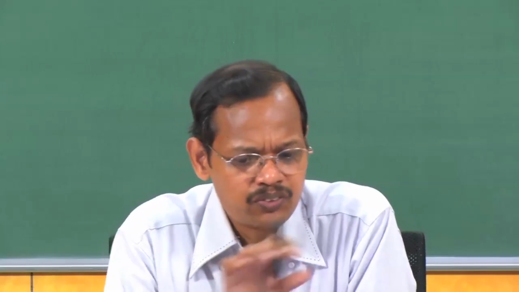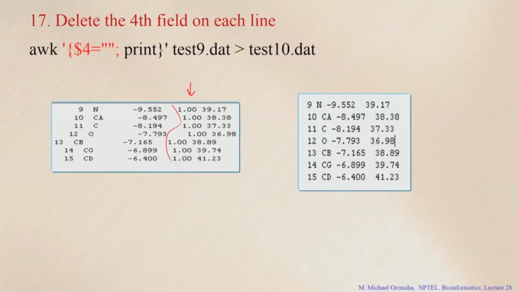So, if you want to delete the fourth field, for example, if you see this one, everything is 1. I do not want this information, I want to eliminate it. So, I want to delete the fourth field on each line. In this case you have to put awk, and this $4 is the fourth column, that should be empty, do not write like this. Then write the print test 9 not date, okay, this is test 9.